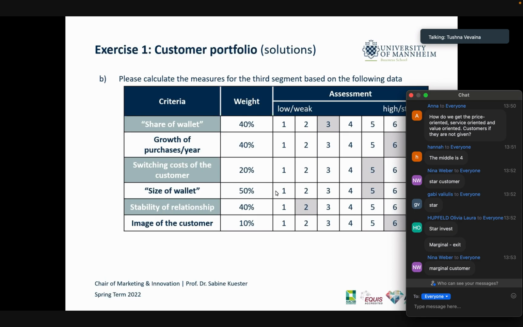Okay. Does anyone want to answer for own position, which would be the 3 criteria and the answer that you got? Okay, so for own position, we would be looking at the stability of the relationship, the switching costs of the customer, and the share of wallet. And for attractiveness, we're looking at growth of purchases, size of wallet, and image of customer.